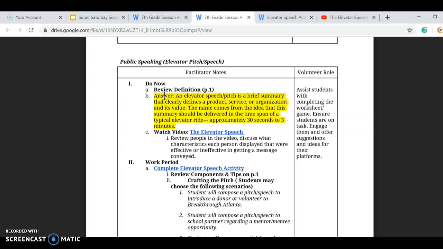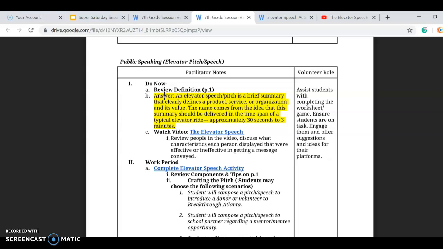The name comes from the idea that this summary should be delivered in the time span of a typical elevator ride, which sometimes can be approximately 30 seconds to 30 minutes. So students, you can elaborate that sometimes pitches or speeches are longer, just like sometimes elevator rides can be a little bit longer based on the building. So if you're going all the way to a penthouse suite, you may need to add in some more jargon to market or persuade whatever your audience is and whatever you are trying to pitch to them.